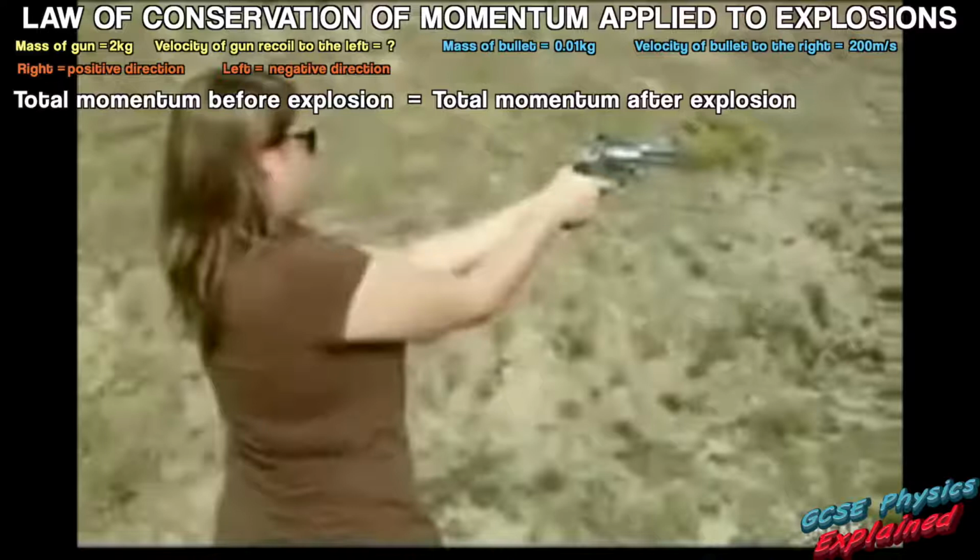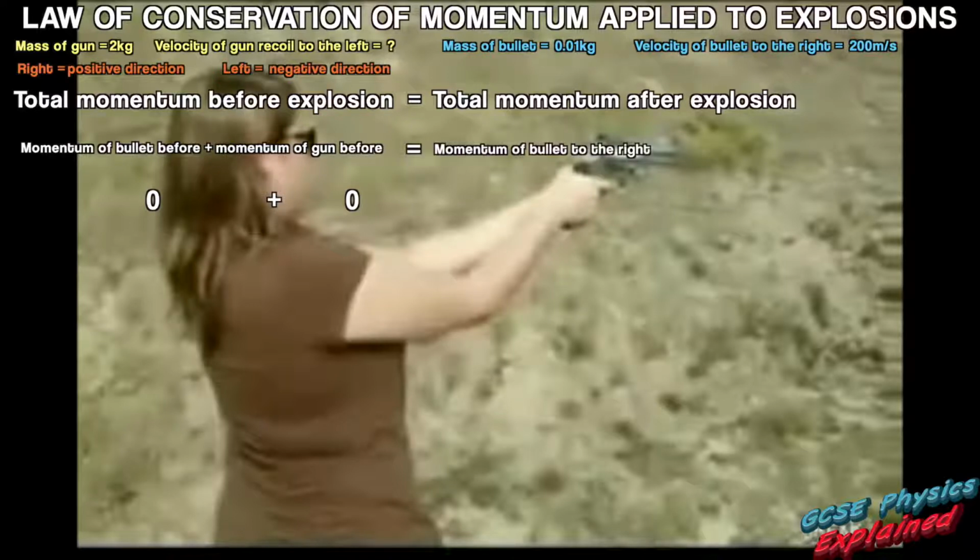The total momentum before the explosion is the momentum of the bullet before the explosion added to the momentum of the gun before the explosion. Since neither the bullet nor the gun are moving before the explosion, the total momentum before the explosion is 0. After the gun is fired, the bullet clearly has momentum to the right. So, how is it possible that the total momentum after the explosion equals 0 like it was before the explosion? Well, let's not forget the momentum of the gun, which is going to recoil and move to the left.